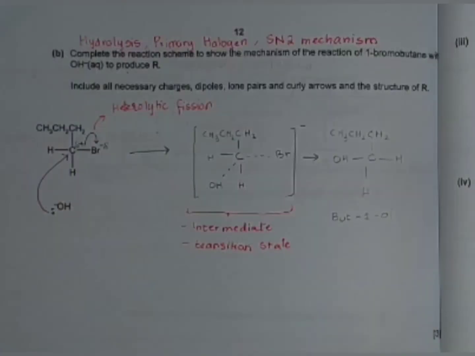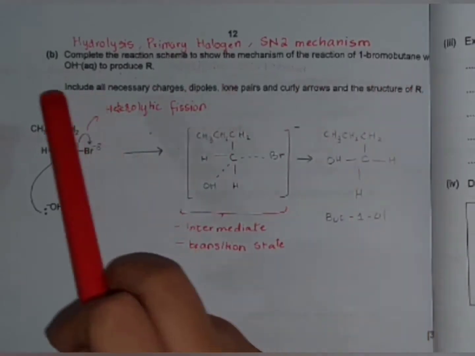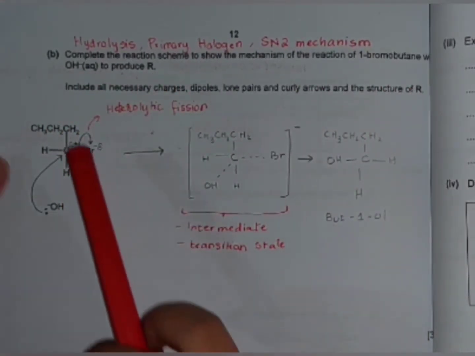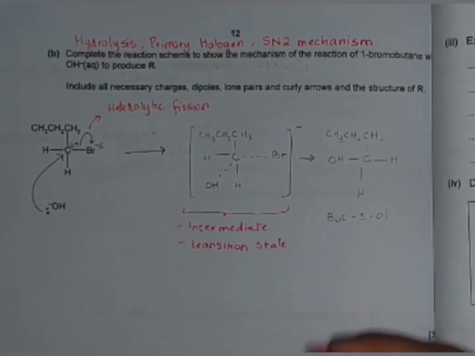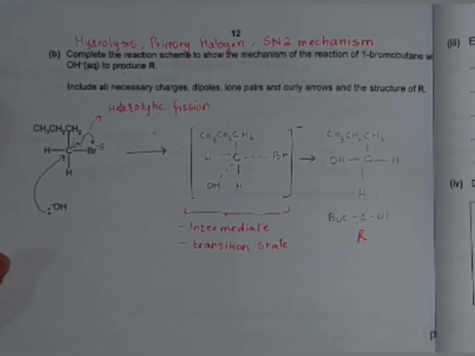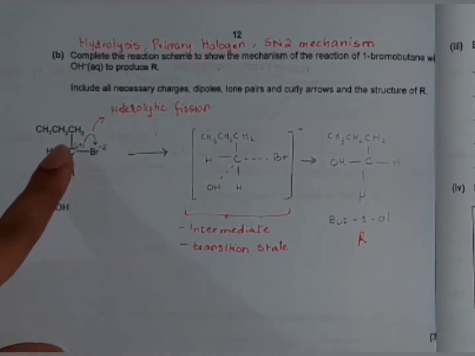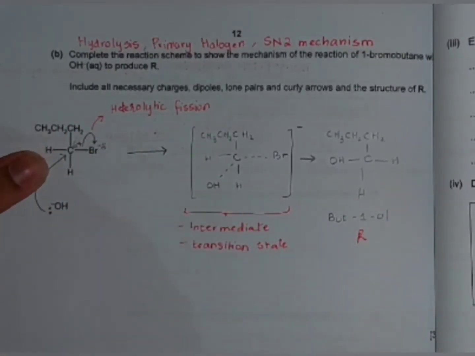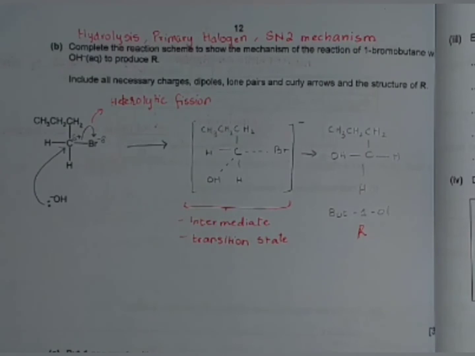Moving on, complete the reaction scheme to show the mechanism of the reaction of 1-bromobutane with OH- aqueous to produce R. Include all necessary charges, dipoles, lone pairs, and curly arrows, and the structure of R. So this here is the structure of R. What is happening in this reaction is hydrolysis of a primary halogenoalkane. A primary halogenoalkane is one where the halogen is attached to a carbon that is attached to just one carbon, right? So this is a primary halogenoalkane, and it will follow the SN2 mechanism, which means that the reaction will take place in one step. So let's see how it is happening.